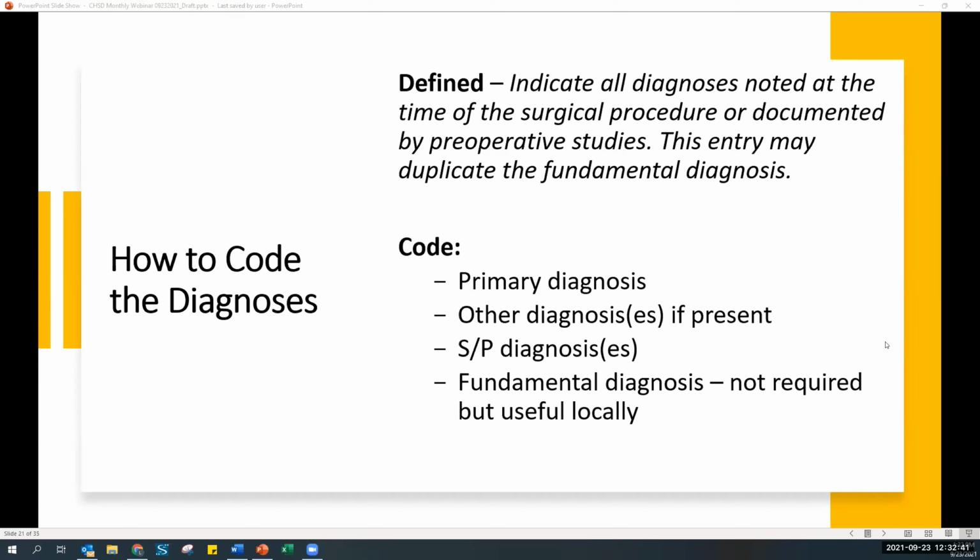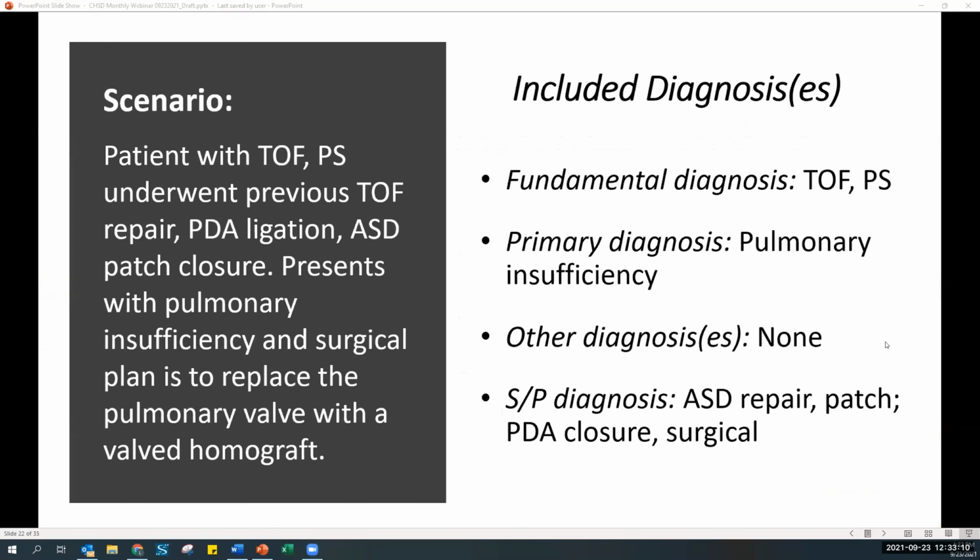So essentially what we need to code is the primary diagnosis, any other diagnoses that are present, your status post diagnoses, and your fundamental diagnoses. Depending on your software, everybody handles where the fundamental diagnosis is a little bit differently. Mine actually lives on a different tab. So I always include my fundamental diagnosis in my diagnosis list because it gives me kind of the full patient picture when I'm looking at the case. Next slide. So if we go through a scenario, I think it helps illustrate this.